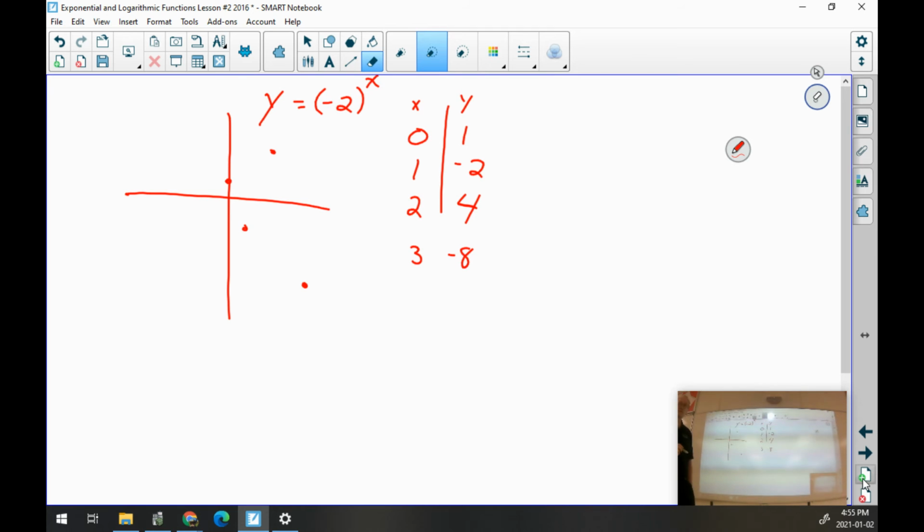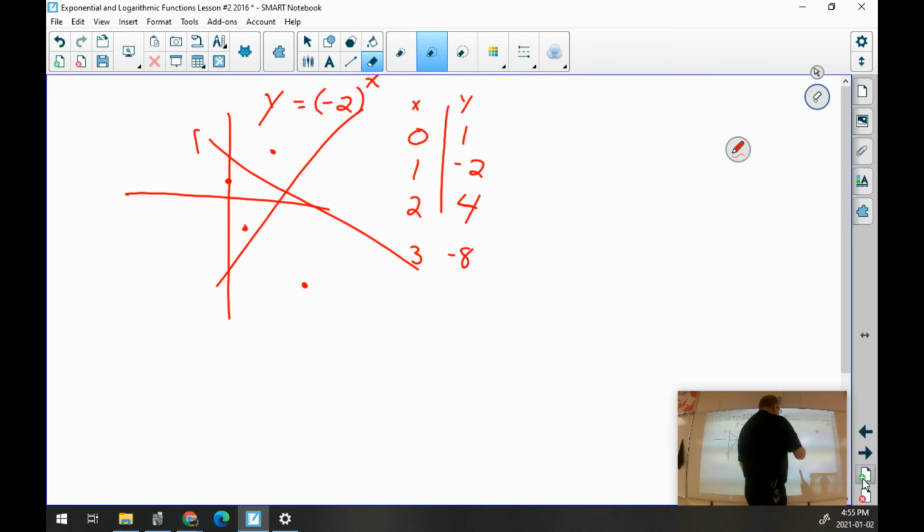It doesn't work. Okay? Fraction. We can't have 1.5. Not defined. Because that's the square root, or we could write it out as negative 2 to the power of 3 over 2. Well, there's a square root in there. So there's places where it doesn't exist. So this is not an exponential function. It's not a function. We'll never talk about that.